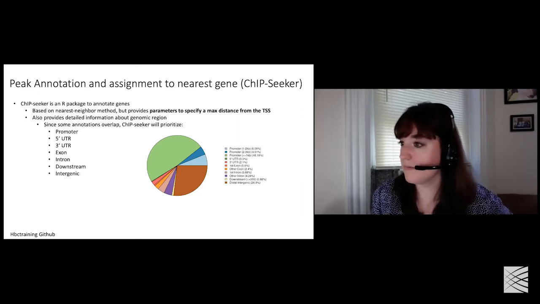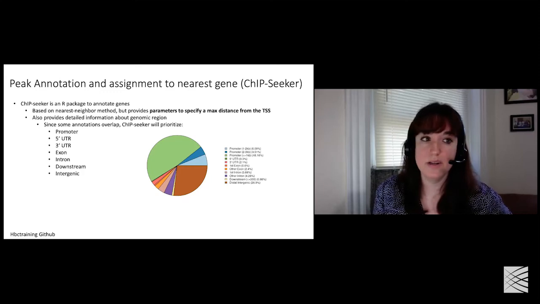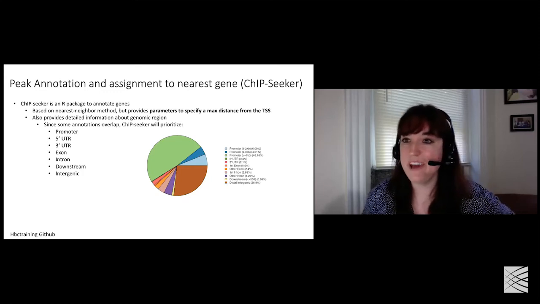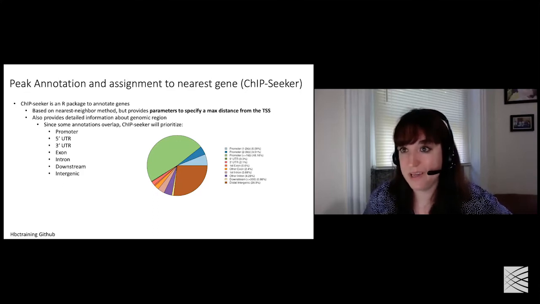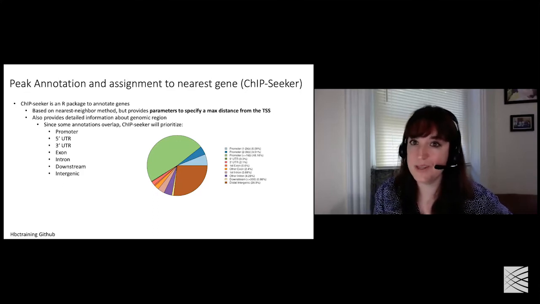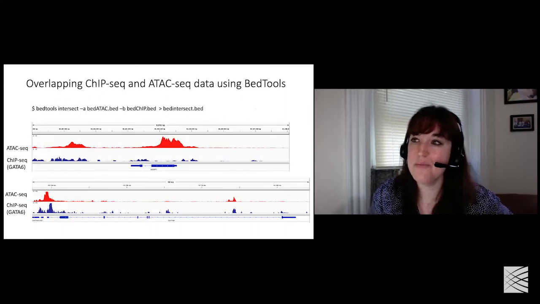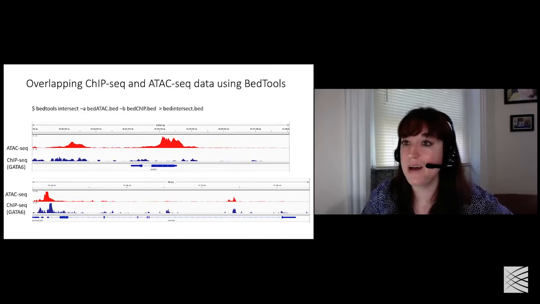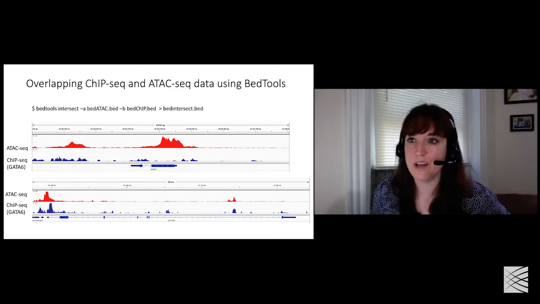Okay. So now we have our peaks, and we have our peak assignments, and we have our genes that are associated with that peak. So we're almost at the part where we're going to integrate our data together. But first, I want to talk about potentially overlapping different types of chromatin data together. If we have ChIPseq and ATAC data, for example, how can we overlap these two?